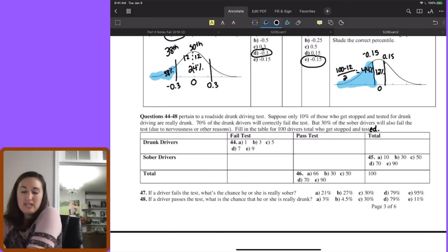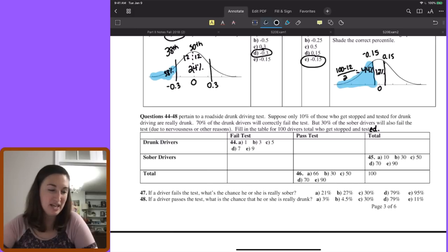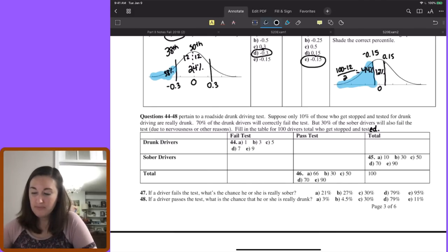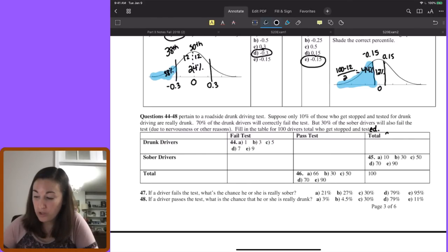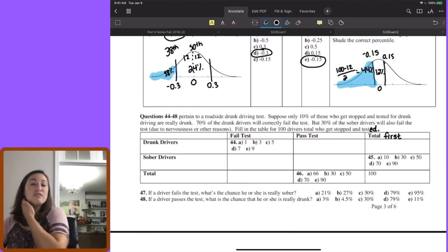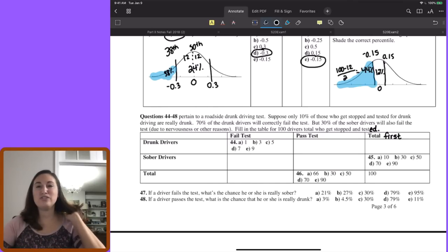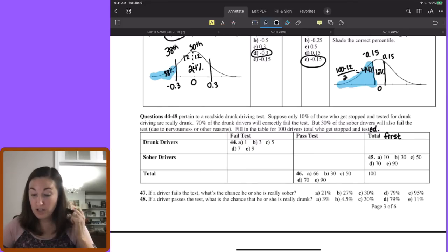So this is a conditional probability question, because if I look at questions 47 and 48, they're asking me what's the chance of something, and I can fill in the table to help me answer this. So we always want to fill in the total column first. Someone asked me about this today at office hours: how do I fill in the total column first? The question will always give you information about that total column. So we have drunk drivers and sober drivers. We either want to know what percent of drivers are actually drunk or what percent are actually sober. So let's see.